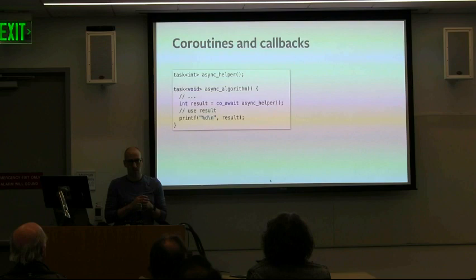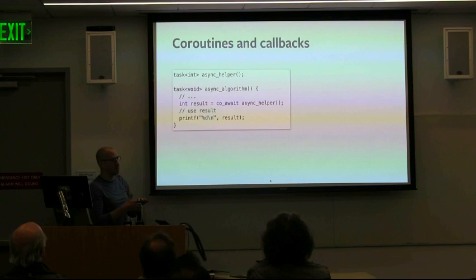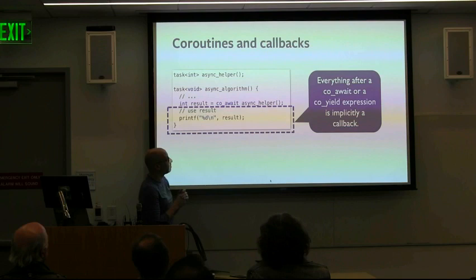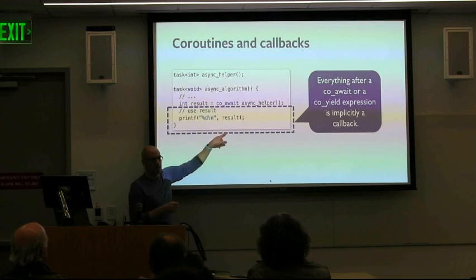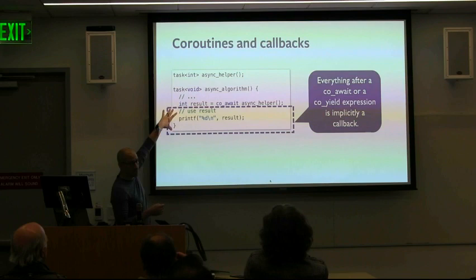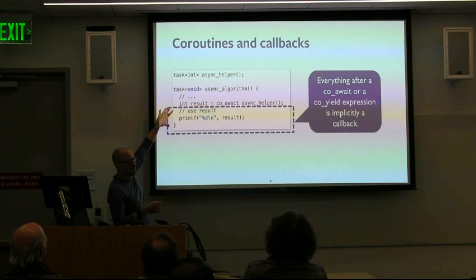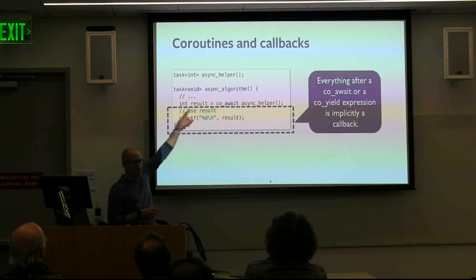And this makes it really nice to do asynchronous programming. What the compiler is actually going to do is carve your function up into a whole bunch of other little functions, because everything after a co-await is a callback. So this thing gets ripped off, becomes its own function, and that function is going to get scheduled for execution when this result is ready.